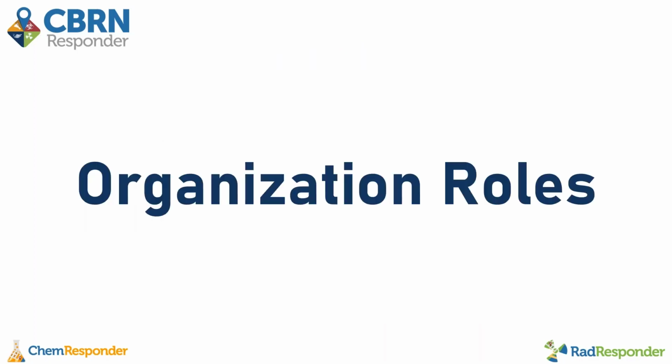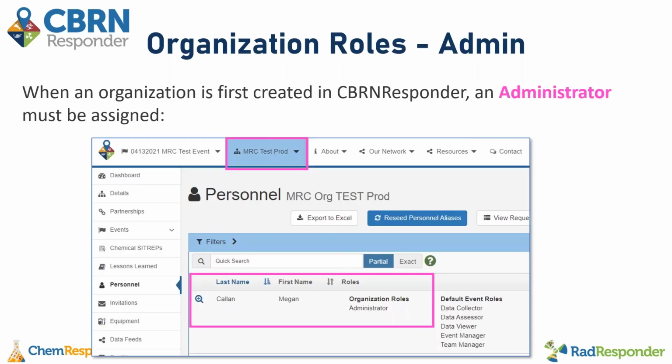Now I'm going to go through the process of the organization roles. I'm going to start at when an organization is first created and then build off of that into how you can best set up your organization. So when an organization is first created in CBRNResponder, you must have an administrator assigned to your organization.